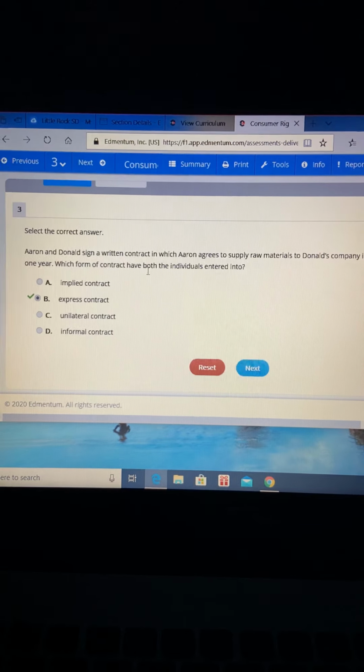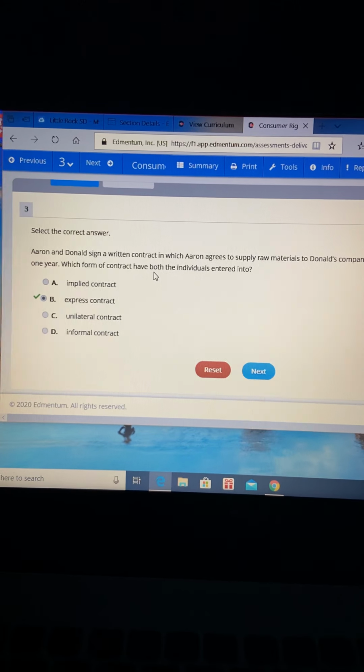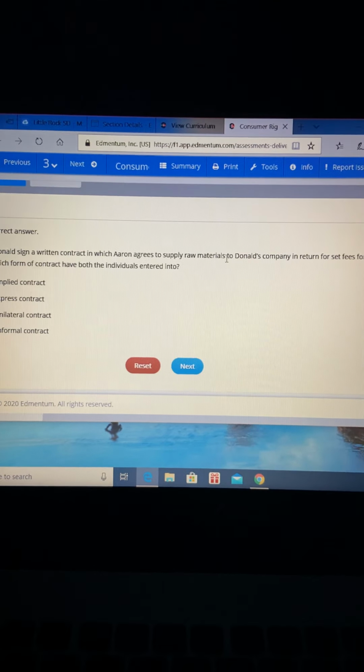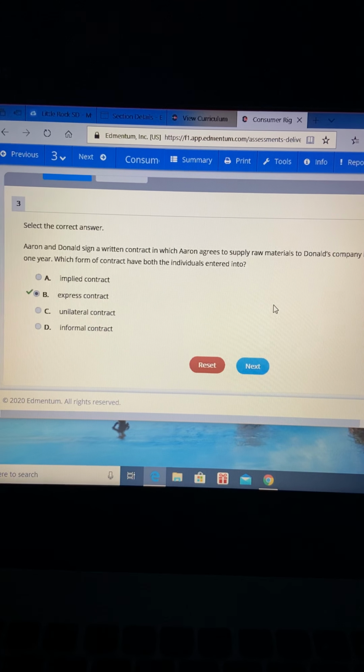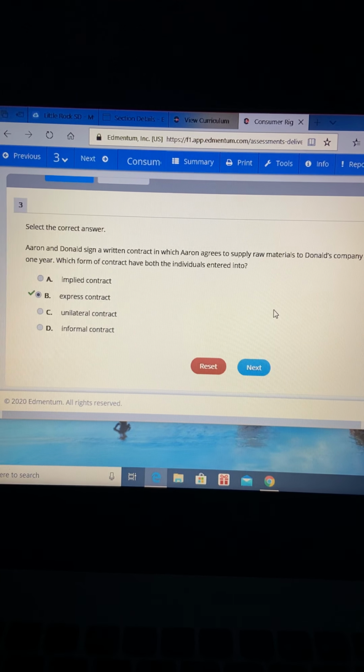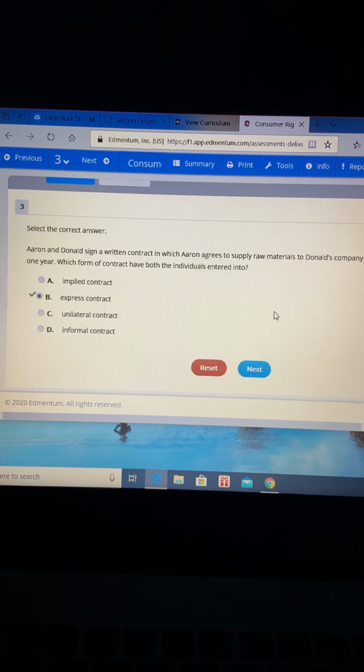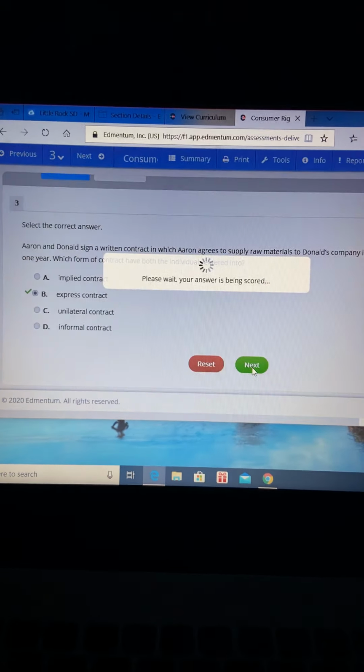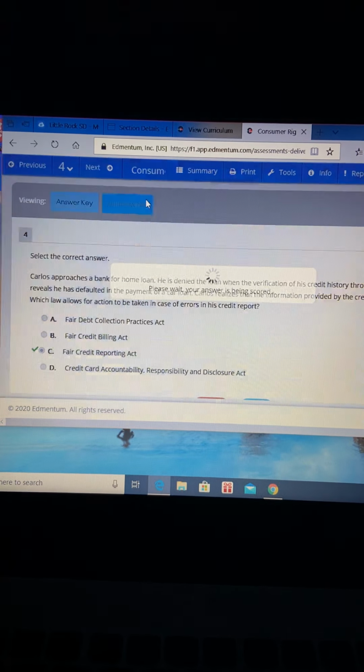Yay. Express contract. So this is going to be a type of contract where it's in writing, you're signing it, and there's an end to it. I keep forgetting to push that.